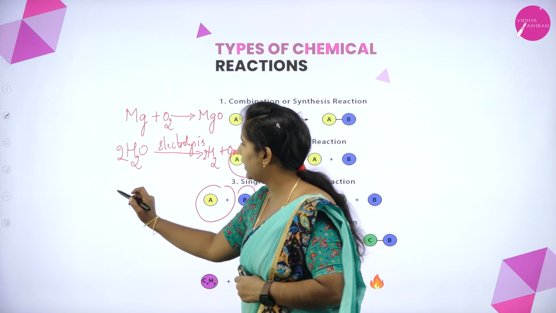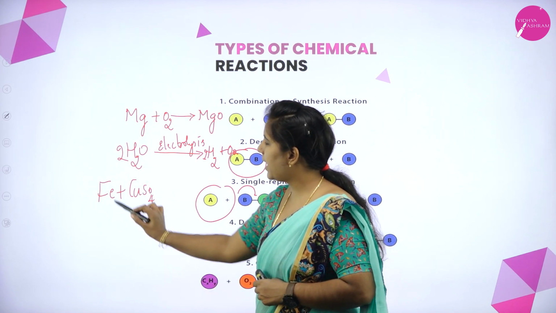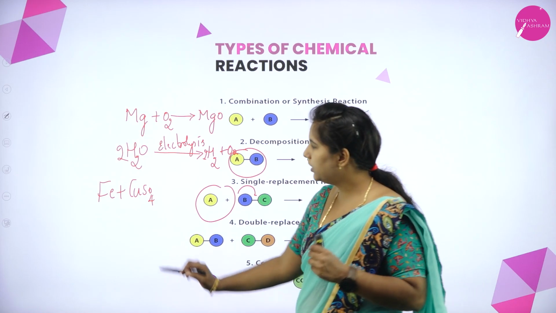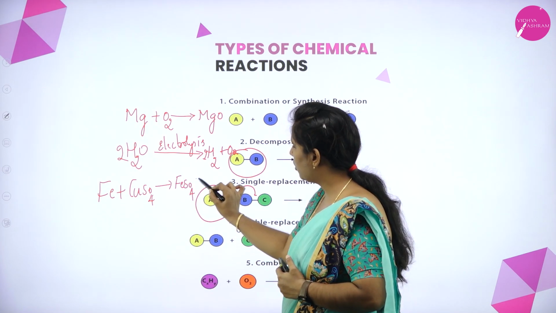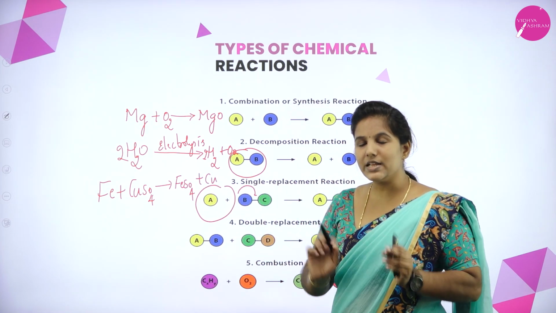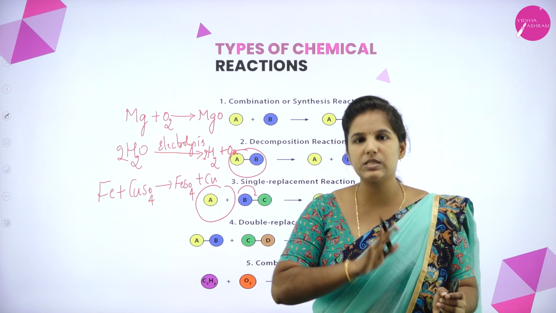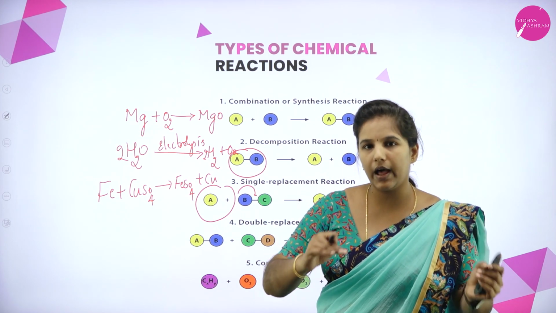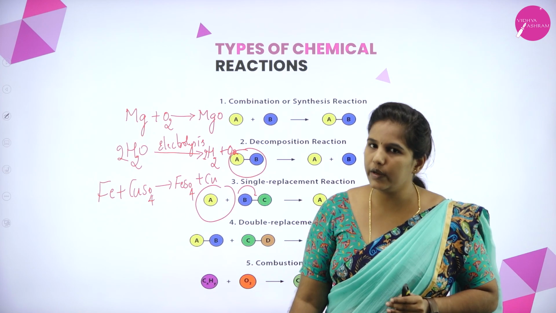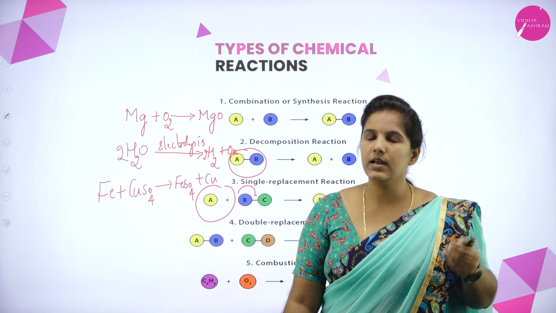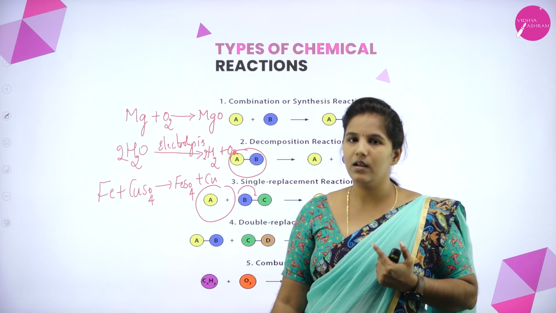The best example I can give you is iron and copper sulfate. We know that iron is more reactive than copper, so iron will replace the copper, forming iron sulfate and copper as the less reactive element. Such kinds of reactions are known as single replacement reactions. Only the replacement takes place, from the higher order to the lower order. Highly reactive elements just replace the lower reactive element, forming a product. It is just a replacement reaction.